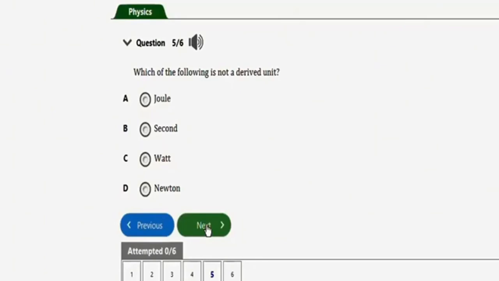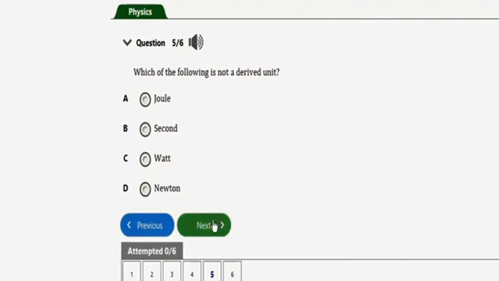Second is the unit of time. Time is a fundamental quantity and its unit is second. Alright, whereas others apart from second, they are derived units. Joule can also be the unit of energy. Alright, so the correct option on this question is option B, which is second. Second is a fundamental unit and not a derived unit.